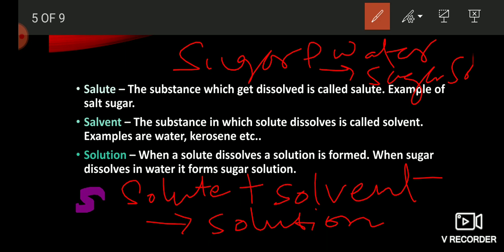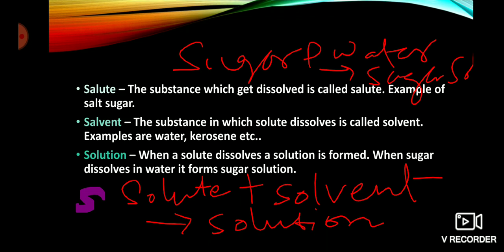When salt dissolves in water, it forms salt solution, where water is the solvent and sugar is the solute, and we get sweet sugar water. And when salt gets dissolved in water, we get salty water solution. For glucose also, we get the taste of glucose in water. So what we have learned? The solute, solvent and solution.